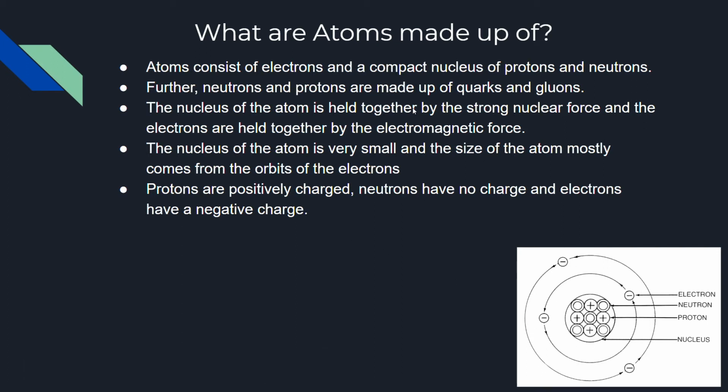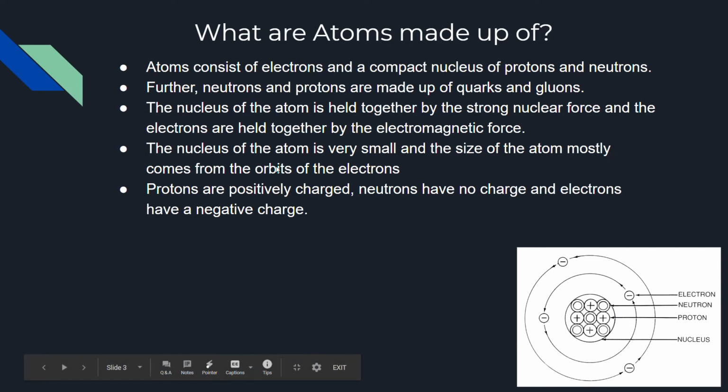The nucleus of the atom is held together by the strong nuclear force, and the electrons are held by the electromagnetic force. So the protons and neutrons are held together in the nucleus by the strong nuclear force, not the nuclear bomb kind, but nuclear force is another thing. Okay, and the electrons are held with the nucleus by the electromagnetic force, like the sun's gravity keeps us in orbit.